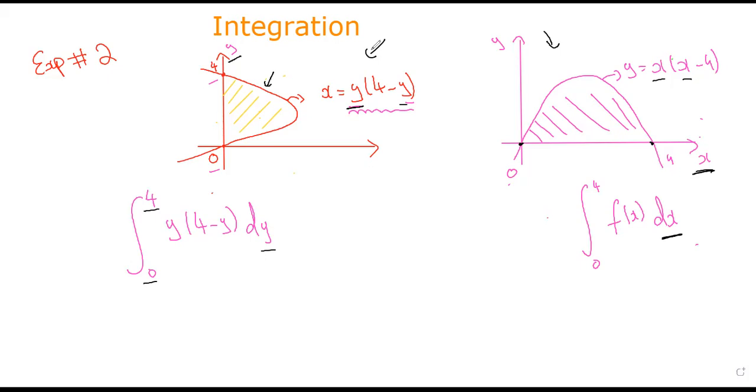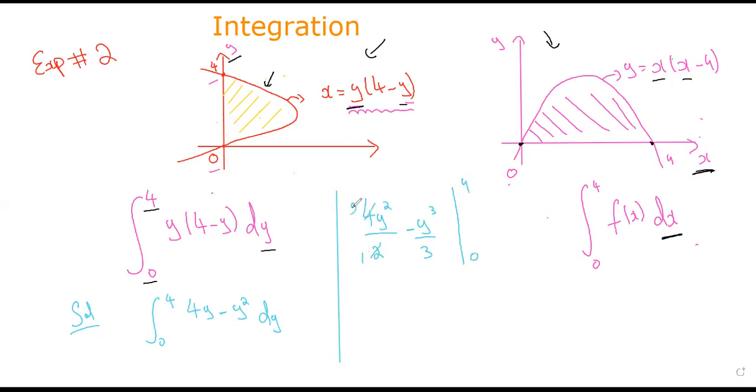Okay. So this integration would be simple. Solution is going to be, first I'll rewrite the integral sign, I'll simplify the function. It would be 4y minus y squared with respect to y. Now in order to integrate it, I am going to do 4y squared over 2 minus y cubed over 3, and then the limits 4 and 0. So the simplified function is 2y squared minus y cubed over 3, and the limits are 4 and 0.